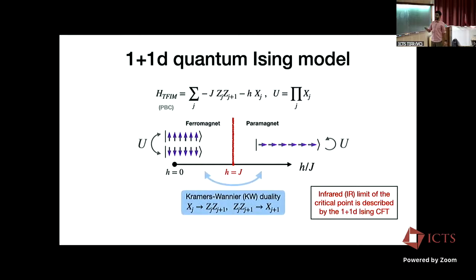And the Kramers-Wannier duality acts by sending a single X to a pair of Z's on neighboring sites, and a pair of Z's to the Pauli X on the next site. Okay.